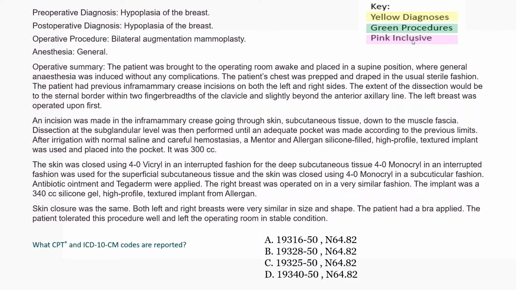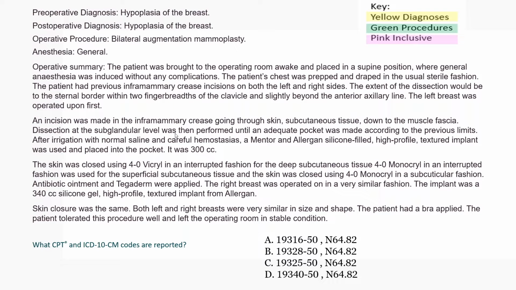Hello, coders. Good evening, all. I'm just going to read this scenario. Here are the answers. A, 19316 50, N64.82; B, 19328 modifier 50, N64.82; C, 19325 50, N64.82; and D is 19340 50, N64.82. The scenario is preoperative diagnosis, hypoplasia of the breast.